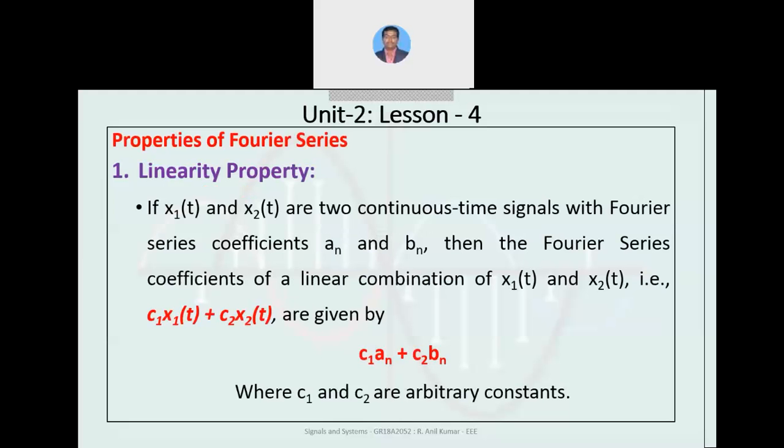If x1 and x2 are two continuous time signals with the Fourier series coefficients of an and bn, then the Fourier series coefficients of the linear combination of x1 and x2, that is c1 x1 plus c2 x2, are given by c1 an plus c2 bn, where an is the coefficient of x1 and bn is the coefficient of x2.